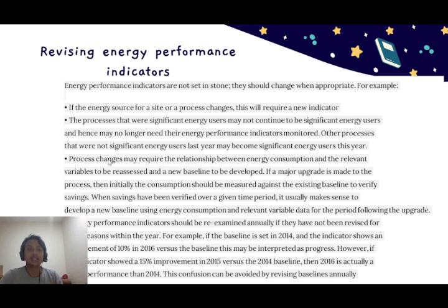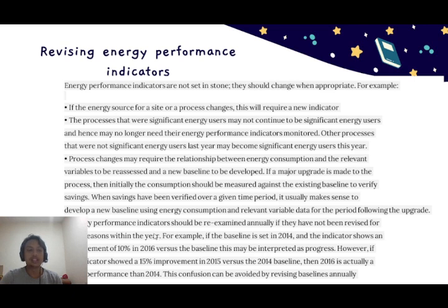Okay, the next is the process change may require the relationship between energy consumption and the relevant variable to be revised and a new baseline to be developed. If a major upgrade is made to a process, then initial consumption should be measured against the existing baseline to verify savings. When savings have been verified over a given time period, it usually makes sense to develop a baseline using energy consumption and relevant variable data for the period following the upgrade.